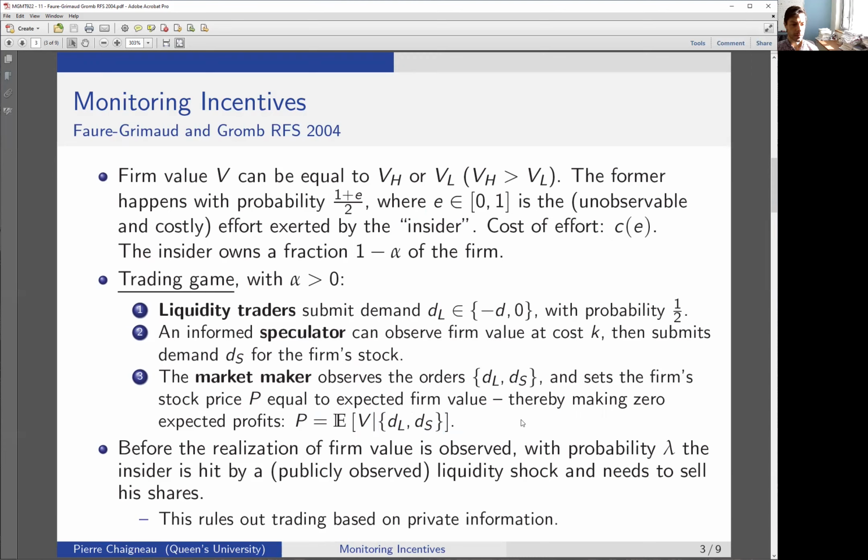Okay, so pretty standard. Now, before the realization of firm value is observed, with some probability, lambda, the insider, who can make value improvement, is going to be hit by a liquidity shock, in which case he will need to sell his shares. Okay. So why is that happening before we know what firm value is? Because then we know that trading by the insider will not be based on private information. And so it will not affect the market price.